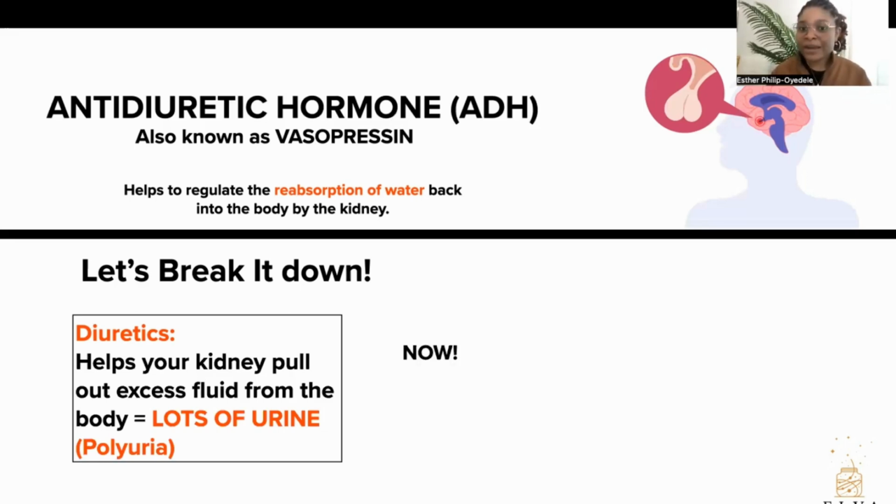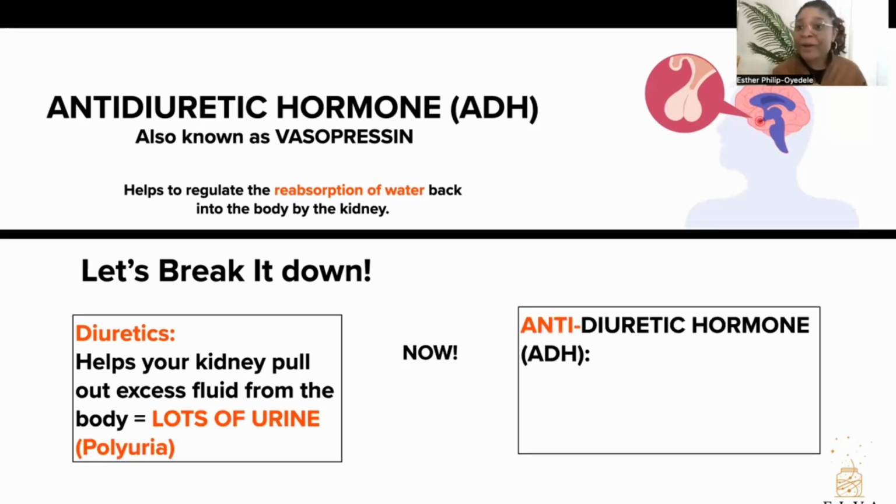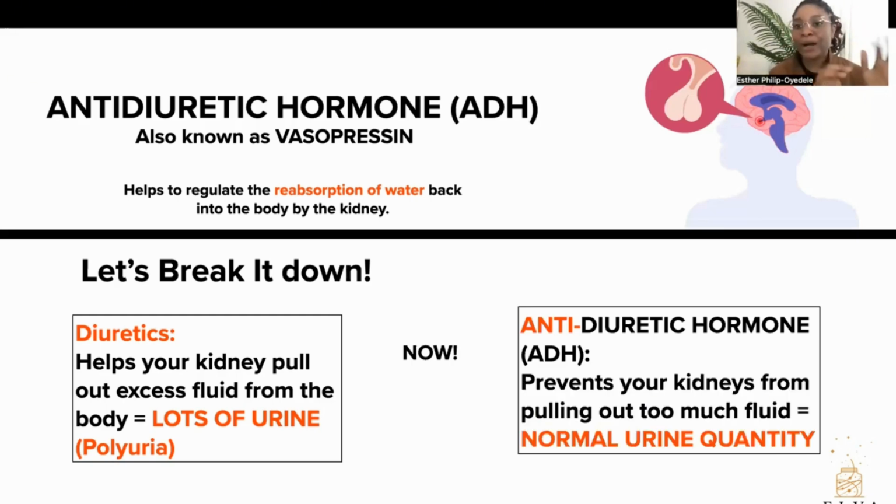Now, there's a very huge similarity between the diuretics and anti-diuretics. See, this one is called anti. Your diuretics pull out water. Your anti-diuretic hormone does the opposite. It tells your kidney to hold back from pulling out too much water. So you can just have normal urine quantity, not having too little and not having too much. I hope that helps you understand the anti-diuretics. So if you ever forget what this hormone does, just think about your diuretics. My diuretics help me put out too much. My anti-diuretics tell my kidney to regulate. They do the opposite of what my diuretics do.